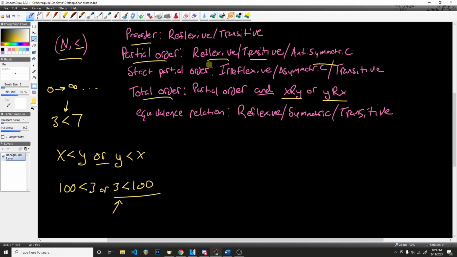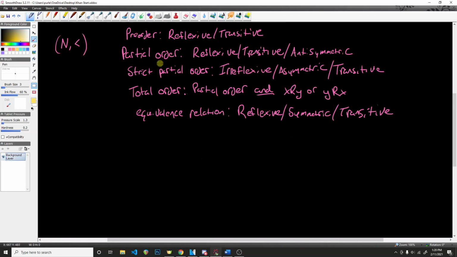In this particular case, it is not reflexive, because if we have 3 less than 3, remember, if you've watched the last few videos I've done, reflexive means x R x, which means that the number is in a relation with itself. So that means that 3 is less than itself, which is not true. It is false. So this is not a partial order relation. Therefore, it cannot be a total order relation. However, it does have this totality of x R y or y R x.